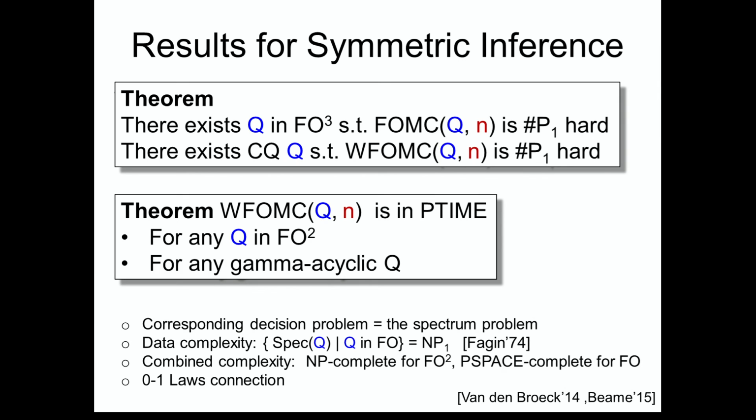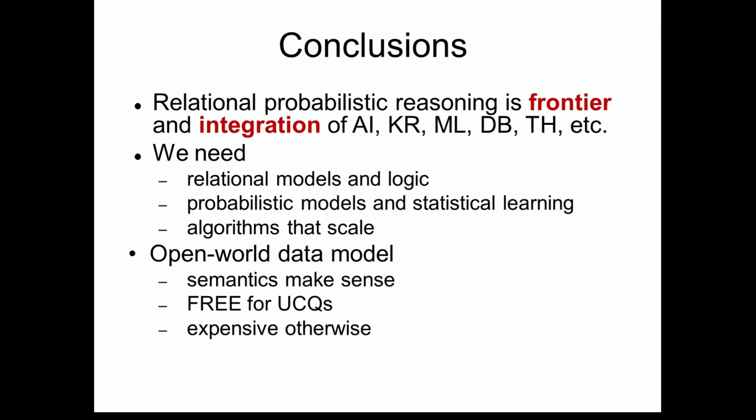0-1 laws, I had a slide about it. So all of these theoretical results are tied to the spectrum problem. You can also study the combined complexity of first order model counting, which happens to be NP complete for FO2, PSPACE complete for FO in general. 0-1 laws are obviously related as the limit of your first order model counts. So all of these things I don't have time to talk about. So this is the conclusion.